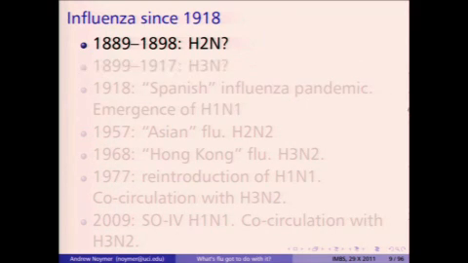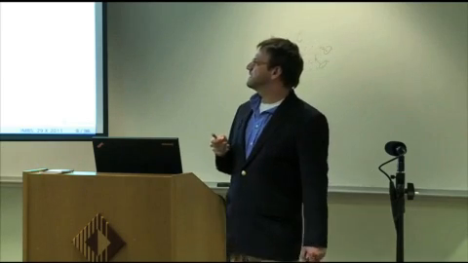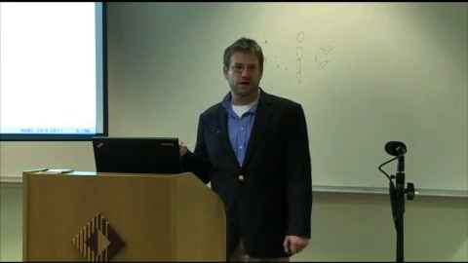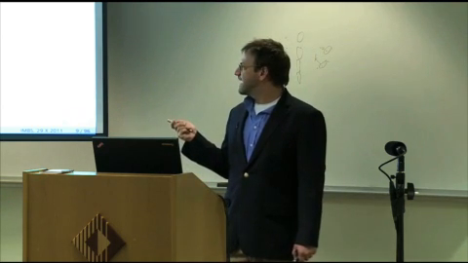So in the 19th century, we believe we had H2N-something for the first part, from 1889 to 1898, and then from 1899 to 1917, we think there was H3N-something. We don't really know definitively what was circulating before 1918. In 1918, we had the emergence of H1N1, and that we do know because we have samples from 1918 onward. The numbering scheme begins at H1N1 with 1918 because flu virology only became a modern science long after 1918, so they just started numbering with the types that they had on hand at the time.